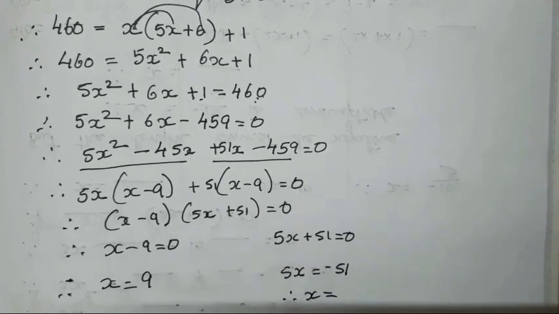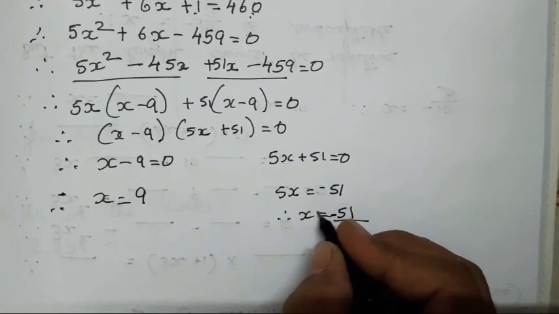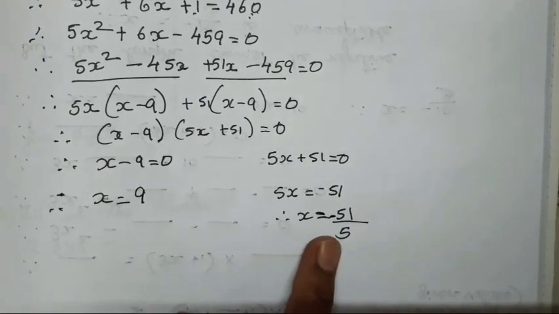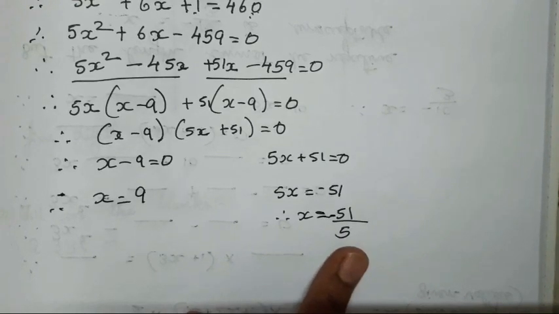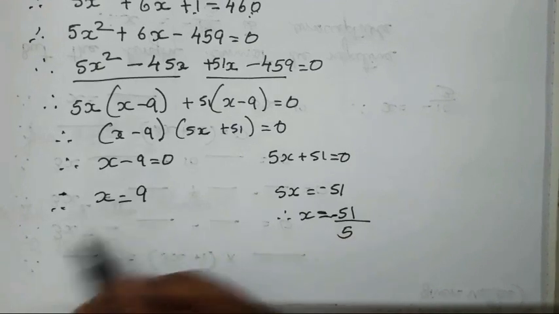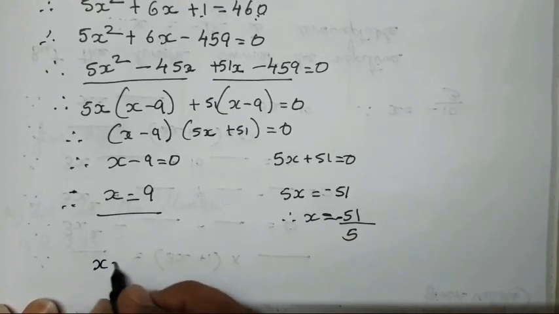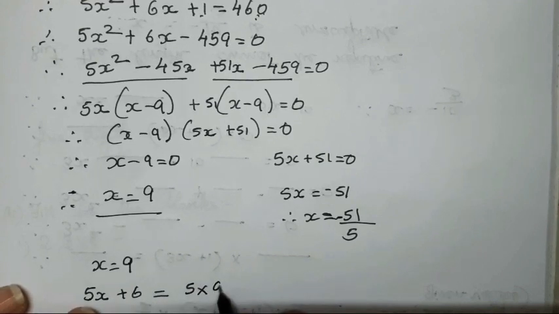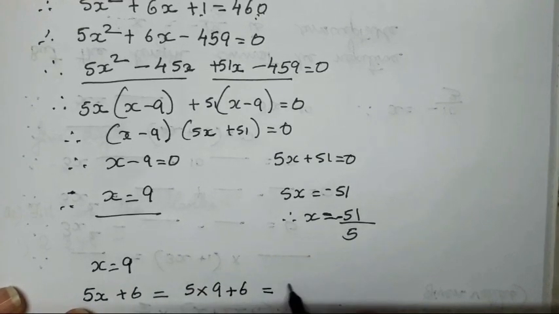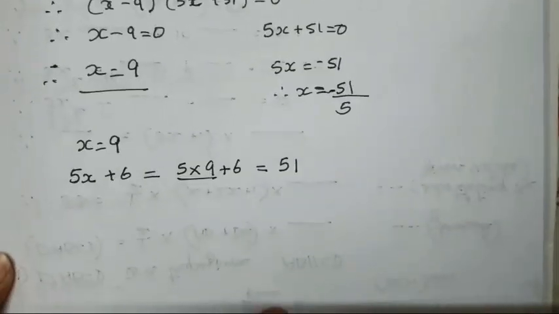Therefore, x is supposed to be minus 51 upon 5. Okay, don't forget the minus sign. As we do not consider minus 51 upon 5, it is in a negative form. Therefore, we have to consider x is equal to 9. So, x is equal to 9, and what is going to be the equation? 5x plus 6. So, 5 into x is 9 plus 6 is going to be 51. 45 plus 6 is going to be 51.